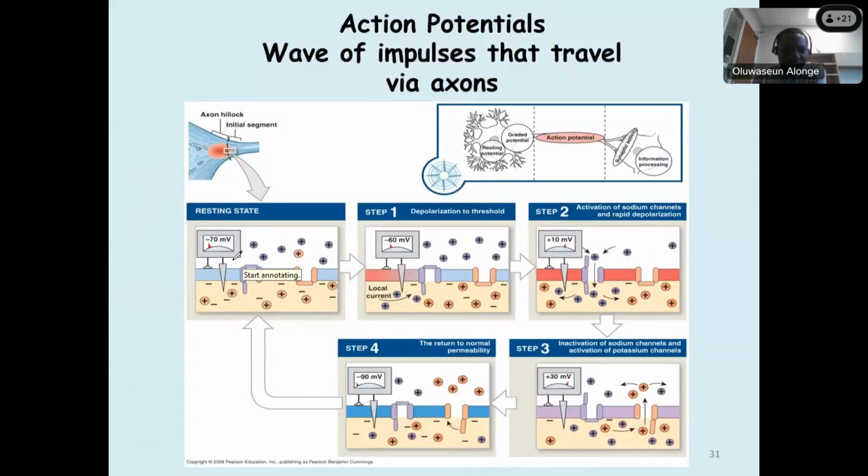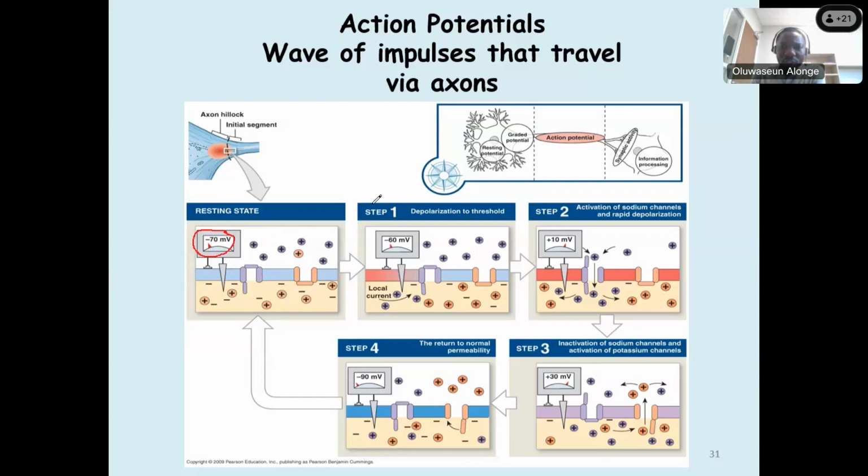So at rest, we have this. At rest, we have negative 70 millivolts. That is when the neuron is at rest. And I told you that is a state of rest when the cell is said to be polarized. Polarization means that the cell is more negative inside. Like you can see here, we have more negative on the inside of the cell than what we have on the outside. So the cell is more negative inside than outside.